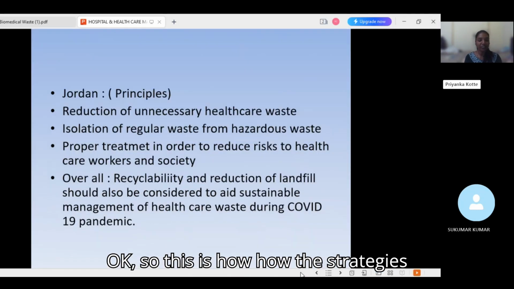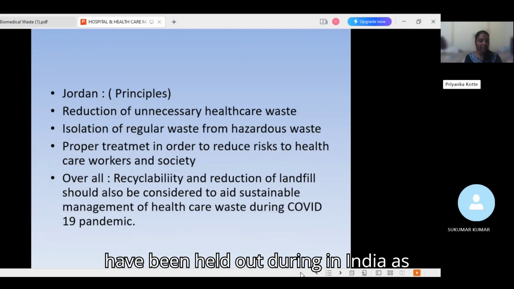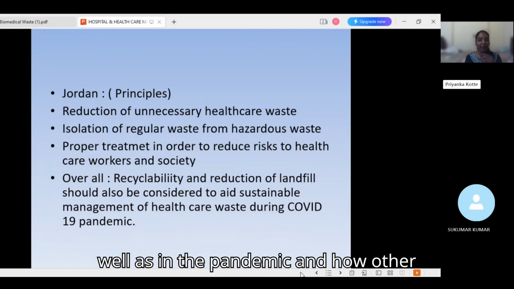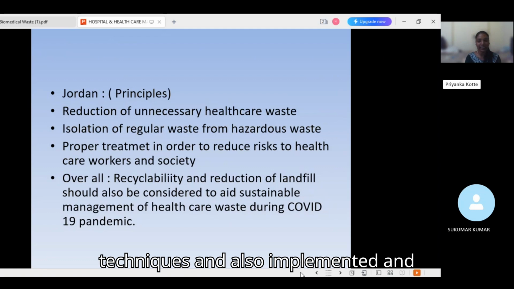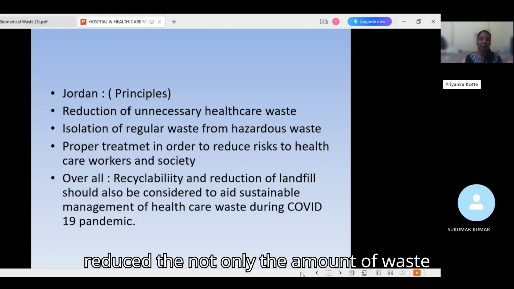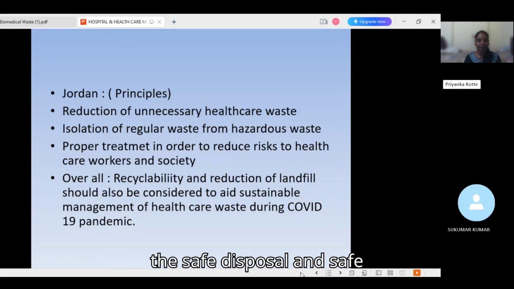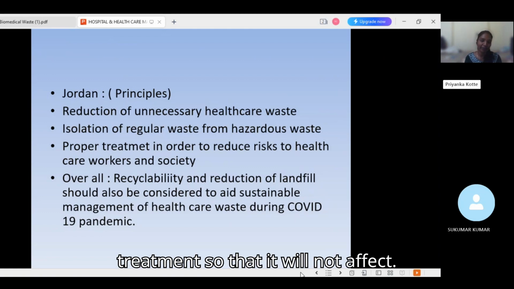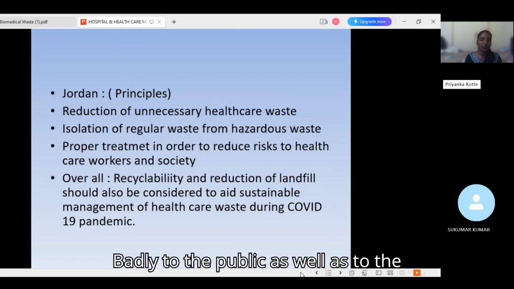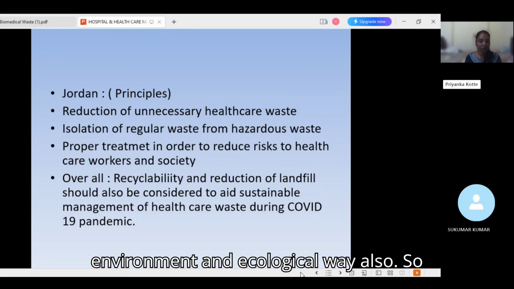Okay, so this is how the strategies helped out in India as well as in the pandemic, and how other countries also adapted the same techniques and implemented them, reducing not only the amount of waste produced but also practicing safe disposal and safe treatment, so that it will not affect the public badly, or the environment and ecology.